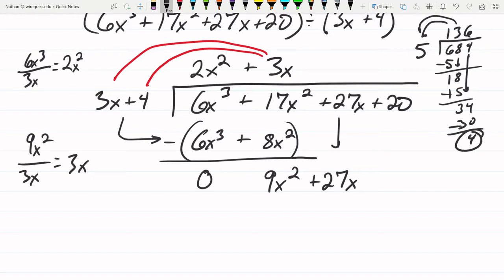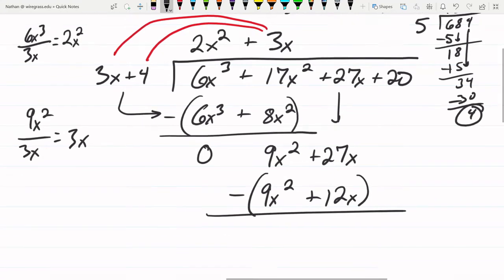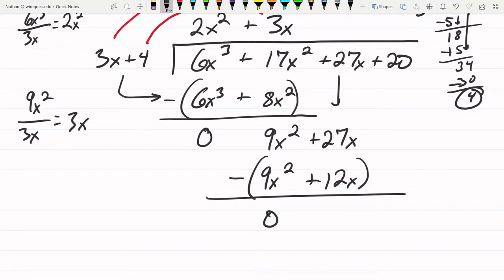It's the same process. So we have 3x times 3x gives us 9x squared. Of course, we're subtracting this. And 3x times 4 is 12x. So subtracting this gives us 0 for the first term. You should always expect 0 as that first column subtraction. And then 27x minus 12x gives us 15x.